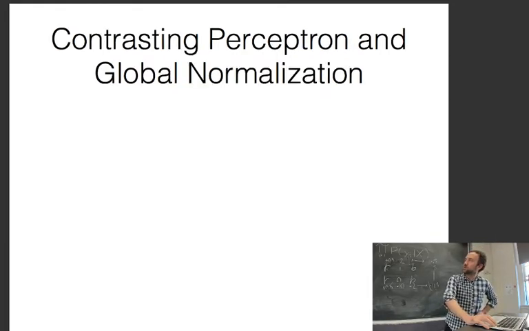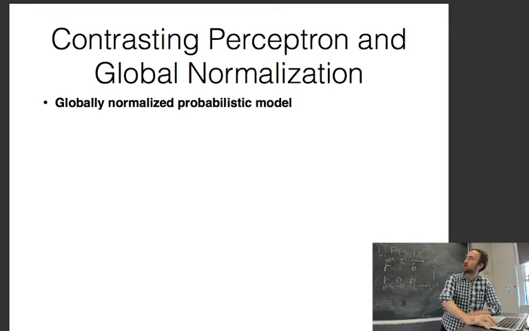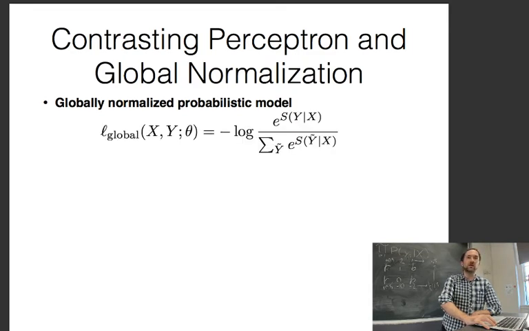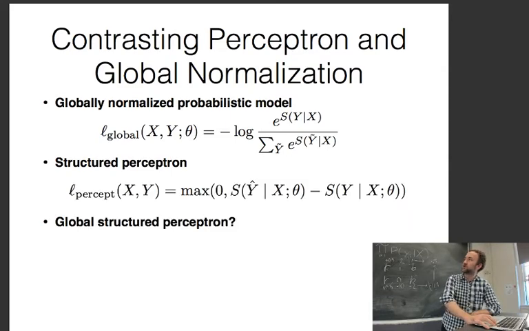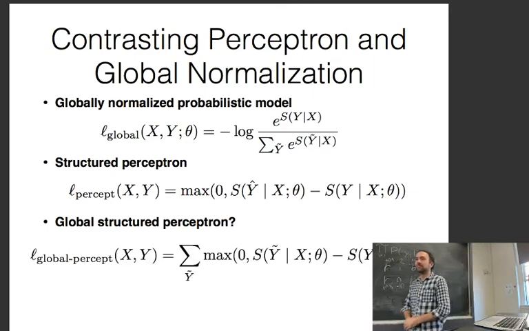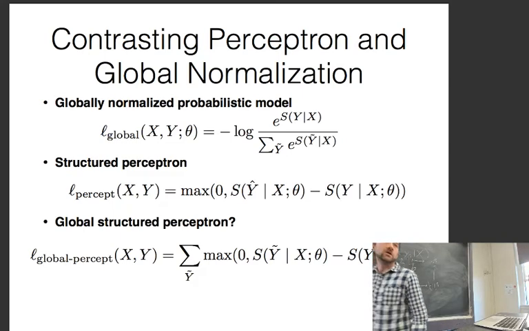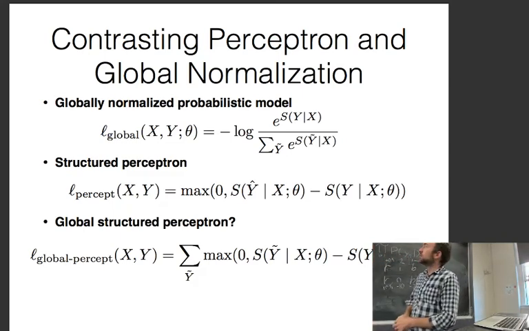So to contrast the perceptron with global normalization, if we think about a globally normalized probabilistic model, it looks like this, basically. Our loss might be the probability of the correct answer, which is normalized by all of the other things here. Whereas the structured perceptron loss looked like this. This is what I just introduced on the last slide. We could also think of something like the global structured perceptron. So the global structured perceptron would be basically where instead of taking the argmax, we just enumerated over all of the other hypotheses and took the sum of these loss functions. So there's kind of two differences that move us from the globally normalized model to the structured perceptron. One is that we're changing the loss function, and the other is that we're only taking the one best.